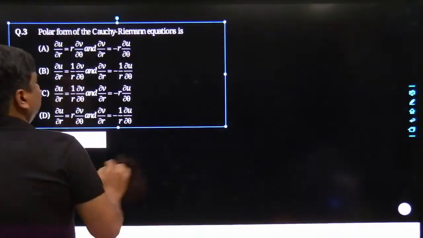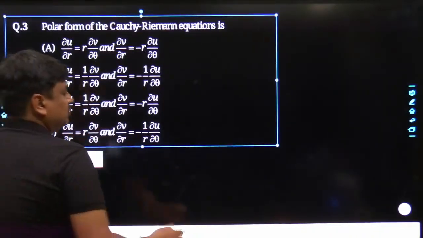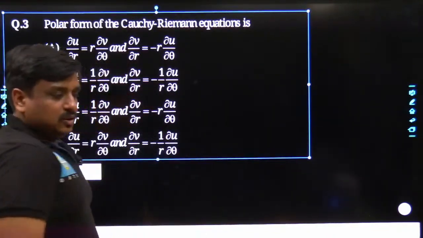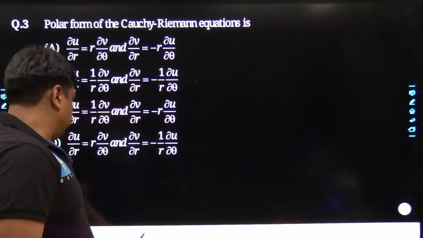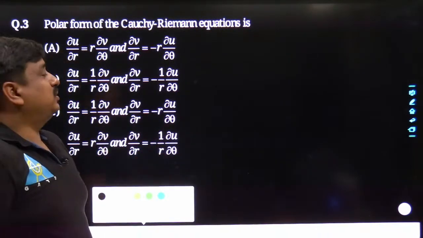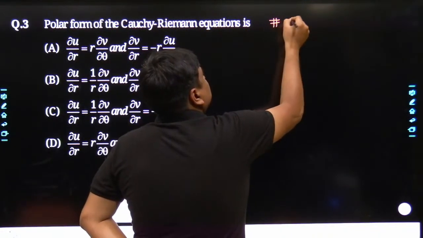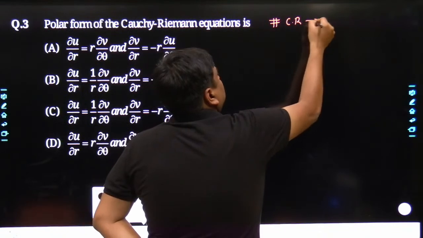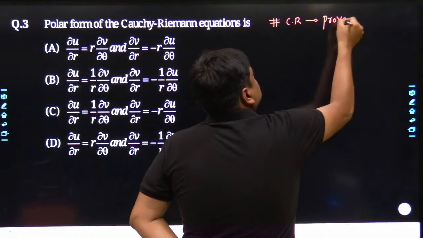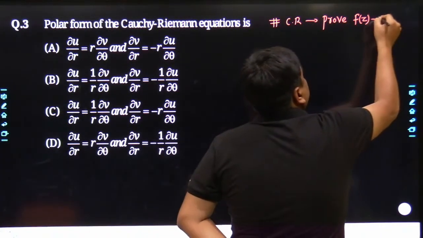Anyways, before going into the detailed analysis of this problem, I just wanted to ask why the Cauchy-Riemann equation is being used. The Cauchy-Riemann equation is being used for proving any complex function to be an analytic function. So, if we write a few of the important points, the Cauchy-Riemann equations are used to prove a certain complex function f of z to be analytic.